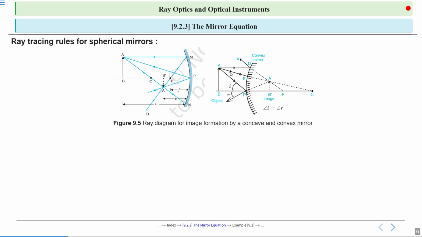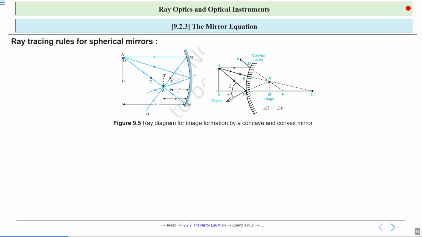Similarly, for that convex mirror, you can see a ray that is coming towards C directly retraces its path. Okay, and the second one, okay, these are the 3 ray tracing rules for spherical mirrors. And if any ray is passing through focus, it will become parallel after reflection, or any ray that is coming exactly towards focus will become parallel after reflection. Okay, so these are some rules.